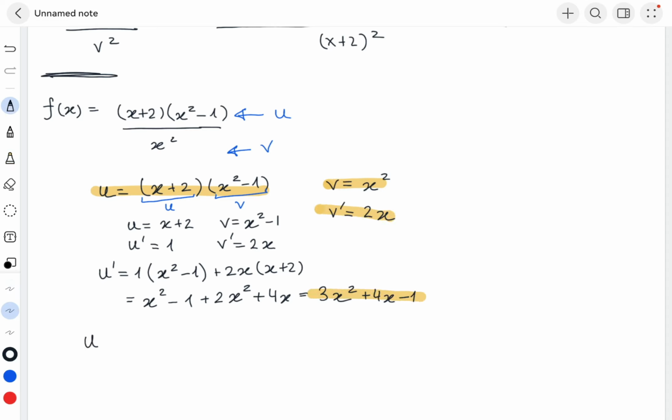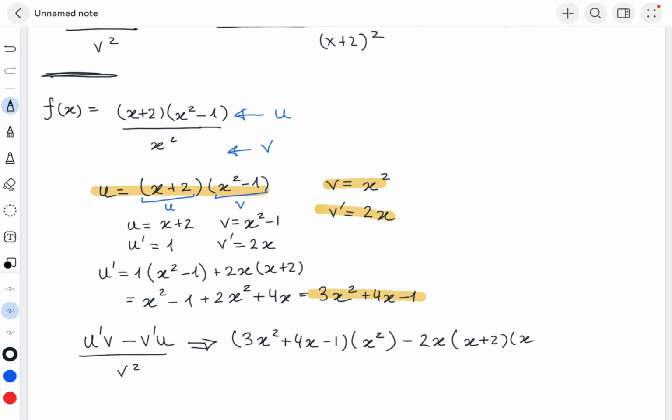And now we just perform u prime v minus v prime u all over v squared. So we'll have u prime times v minus v prime times u, we're just replacing, all over v squared.